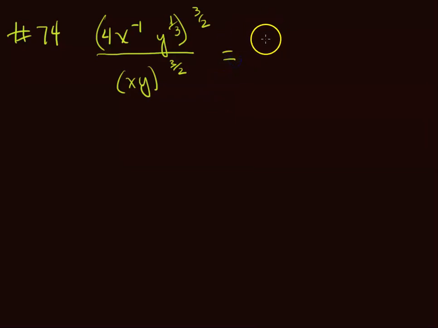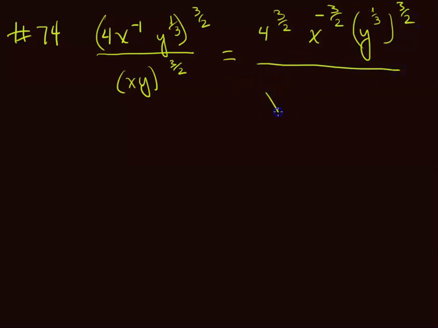Now we can distribute this, so it's 4 to the 3/2. It's x to the negative 3/2. It's y to the 1/3 to the 3/2 over x to the 3/2, y to the 3/2. So all those laws of exponents we used before can still be used. So 4, can I take the square root of 4 right away? Yes. This is 2 cubed.